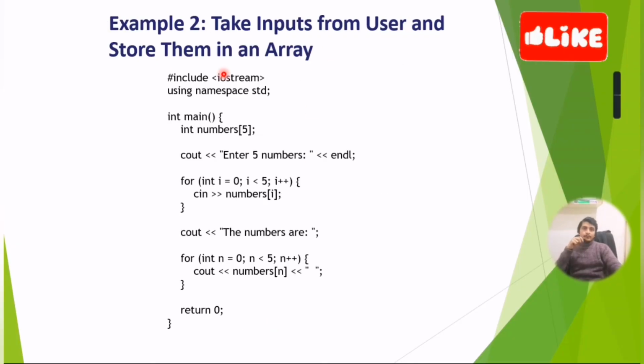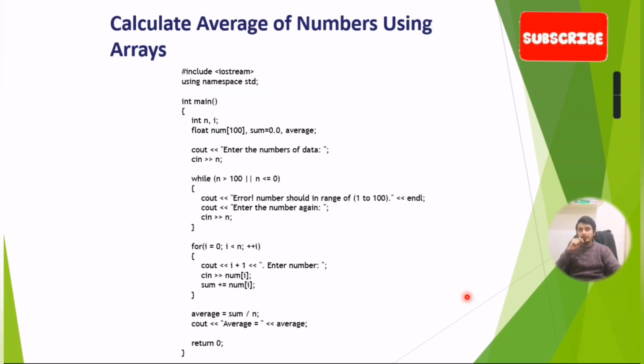Next, take input from the user and store it in an array. You can simply pause it, paste it into your Dev C++ and understand this program hierarchy. In the same way, calculate the average of numbers using arrays. You can copy paste that code into your Dev C++ and understand the hierarchy.